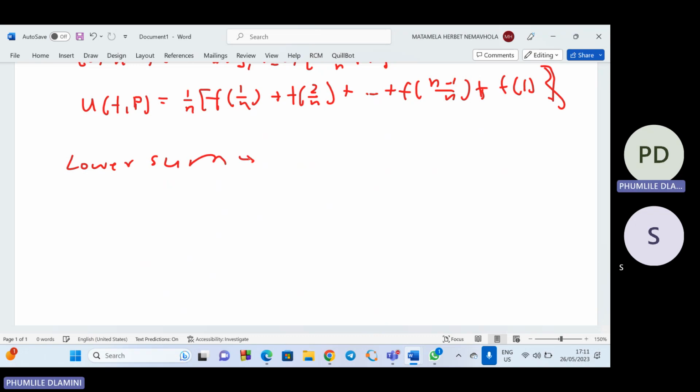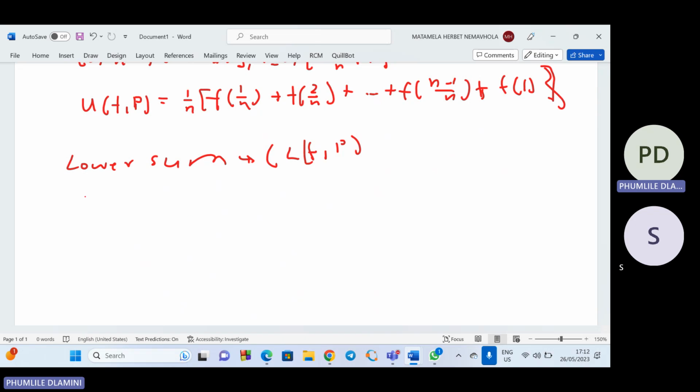So the lower sum, I won't write it, I'm just going to read it because it's the same. It is denoted as L, and we can write it as L of P, F of P. It is defined as the sum of the areas of the rectangles determined by the function values at the lower endpoints of each subinterval.